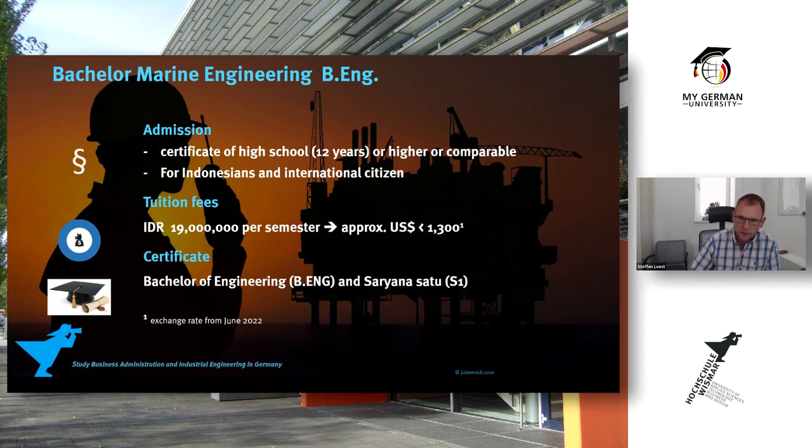This course is also subject to tuition fees of 19 million Indonesian rupiah per semester. It's around about $1,300. And finally, after finishing your final examination, you will be a Bachelor of Engineering from the University of Wismar, and from the ITS you will get the Sarjana Satu, which is comparable with the bachelor degree.